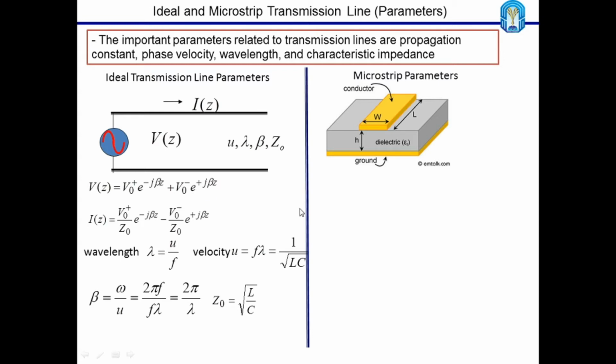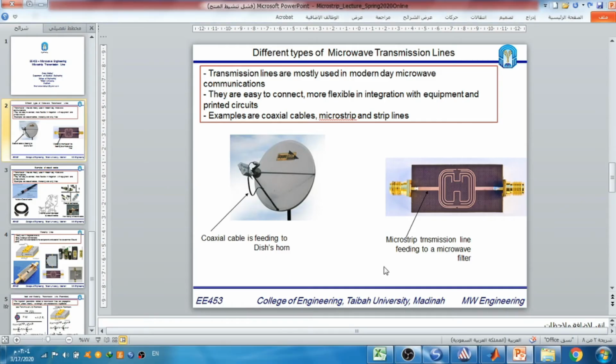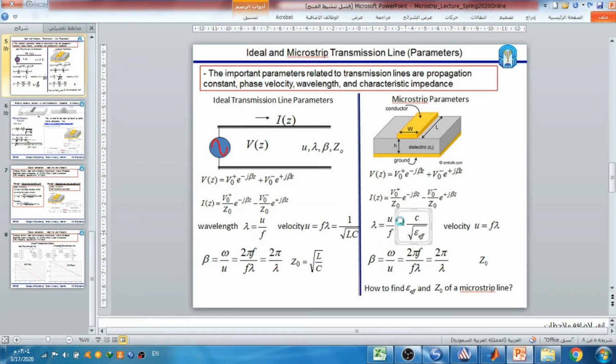Now the microstrip transmission line will also have similar equations. The only difference is these parameters, epsilon r, the dielectric constant, and W, the width of the microstrip, which all change the velocity of propagation. So the velocity is now u over f, where u is equal to c over square root of epsilon effective. So there is a small mistake here. There should be an f here.